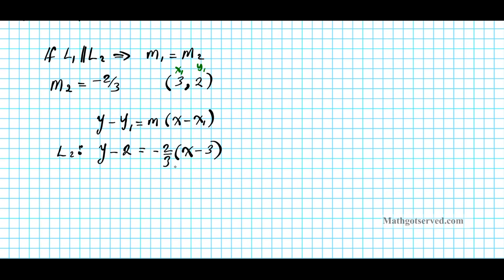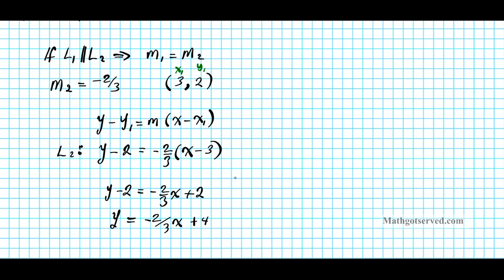So we have to distribute 2/3 to these terms on the right. So we're going to have y minus 2 equals negative 2/3 x. And then when you distribute negative 2/3 to 3, the 3's cancel, so you're going to have positive 2. And then you add 2 to both sides, so you have y equals negative 2/3 x plus 4.